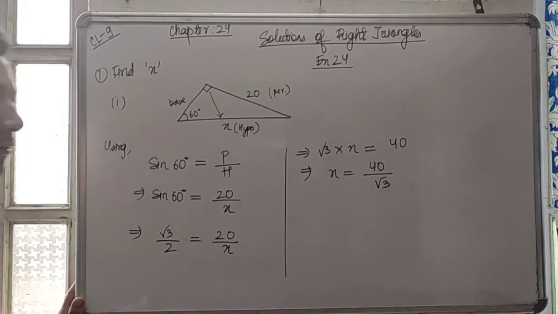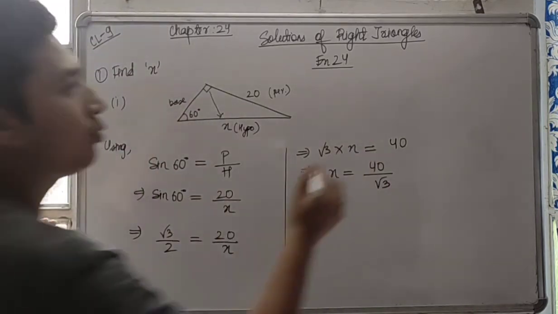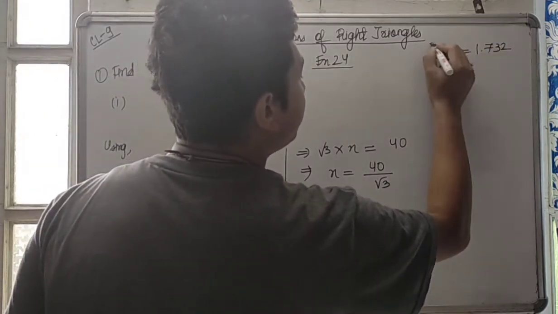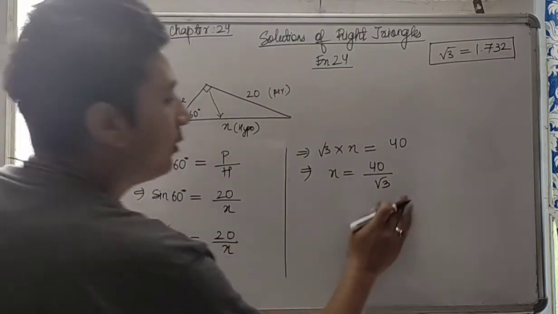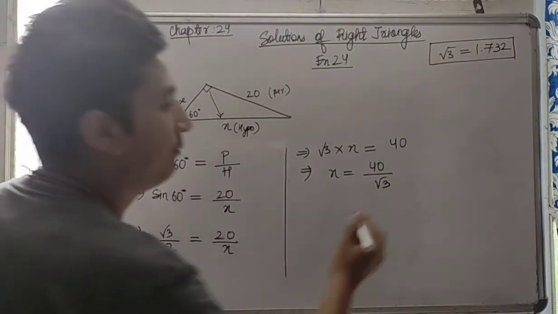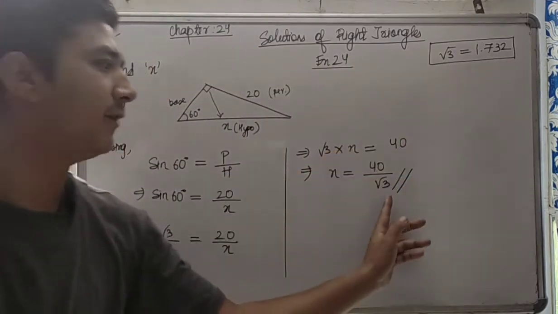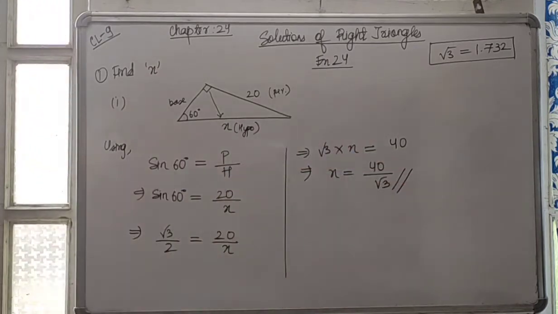Since root 3 is there in the denominator, and we know the value for root 3 is 1.732, if you want to divide, you can divide. Otherwise I would say leave your answer up till here, because division by a decimal number is very, very difficult. I want you all to keep the answer till here. You will get the marks. Please pause the video and note it down. This is your answer number 1. Let's move on to the next one now.